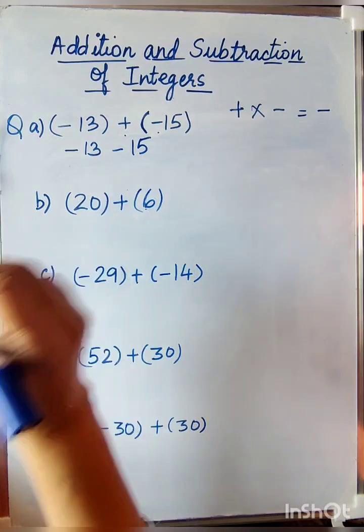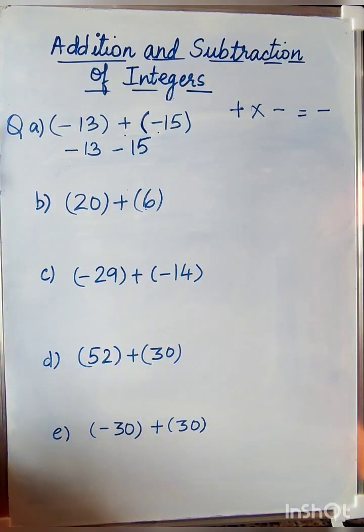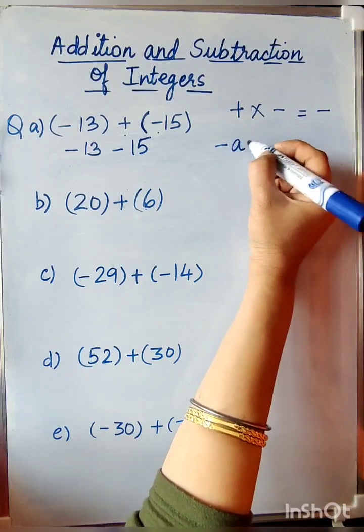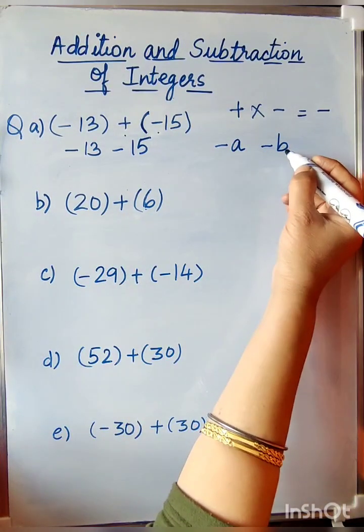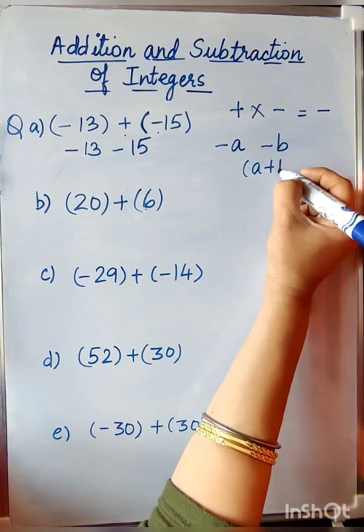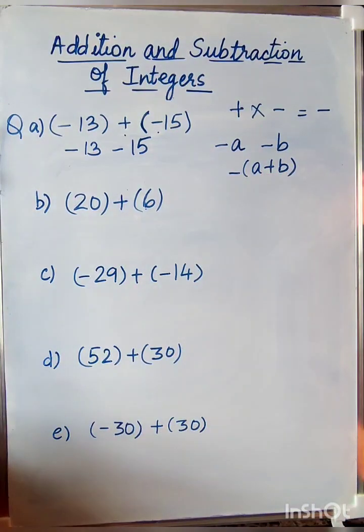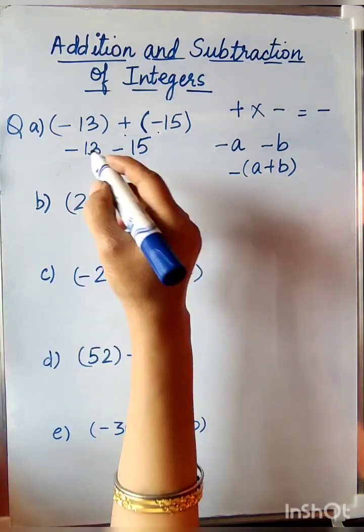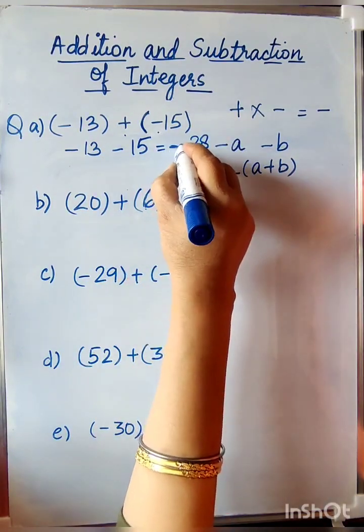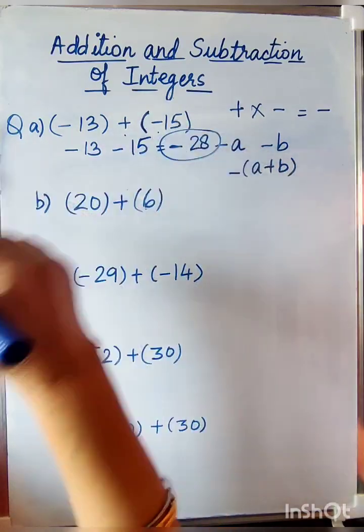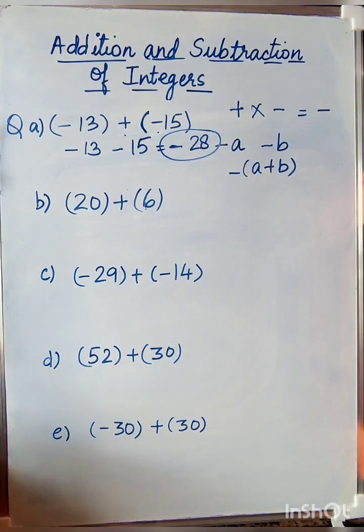So minus 13 and minus 15. Now here we will apply the rule of addition when the numbers, that is minus a and minus b, are given to you with the same sign. Here you will add the numbers and you will apply the minus sign in front of the sum. So 15 plus 13 gives you 28, and we will place the sign as minus 28. Therefore minus 28 is your final answer.